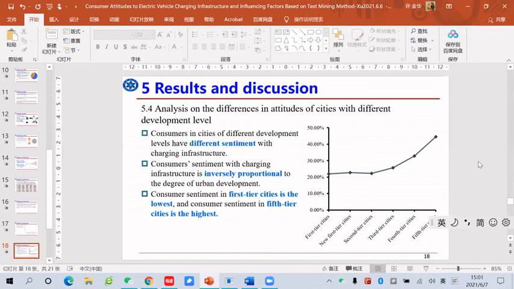But second, we will investigate it further. So why is it? And we try to explain it.